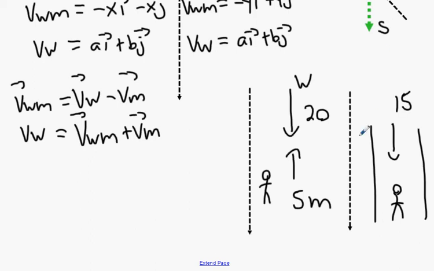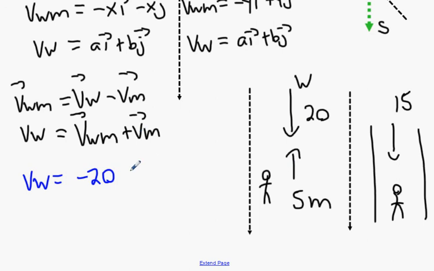Look at how this works, alright? And please remember, they're in different directions to each other. So, velocity of the wind, we know it's 15, but why is it 15? Velocity of wind relative to the man is a minus 20.